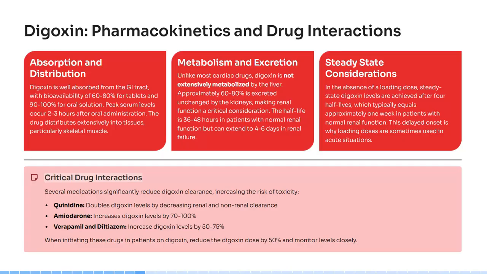Some medications significantly reduce digoxin clearance, and if they do that, it increases the risk of toxicity. Medications like amiodarone increase digoxin levels by up to 100%. Verapamil and diltiazem increase digoxin levels by 50 to 75%. And quinidine doubles digoxin levels by decreasing renal and non-renal clearance. So if you're initiating these drugs in patients on digoxin, reduce the digoxin dose by about 50% and monitor those levels closely.